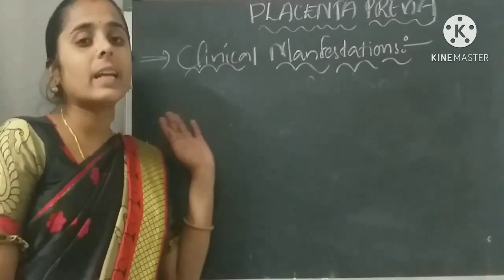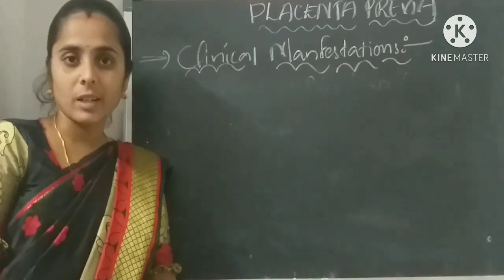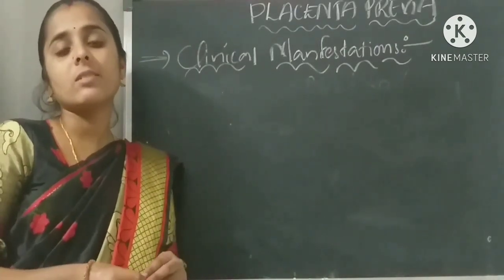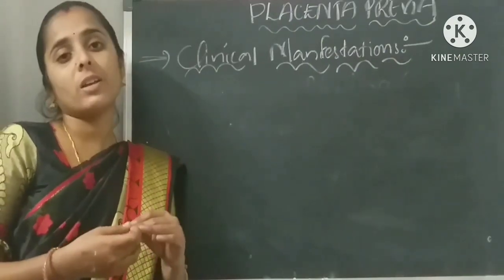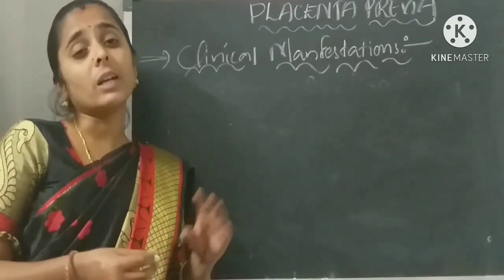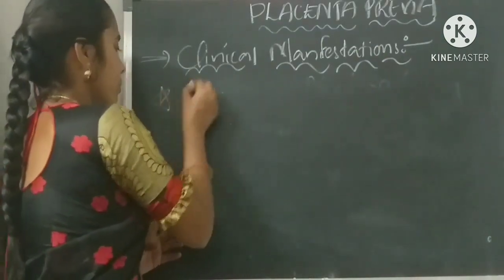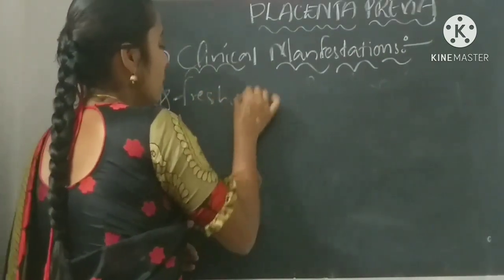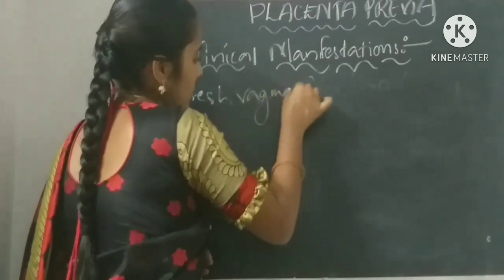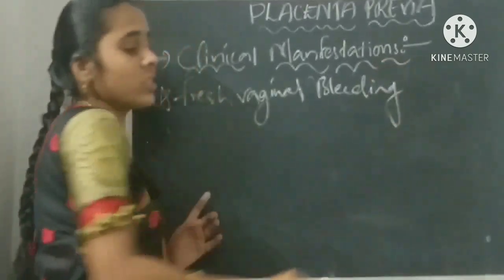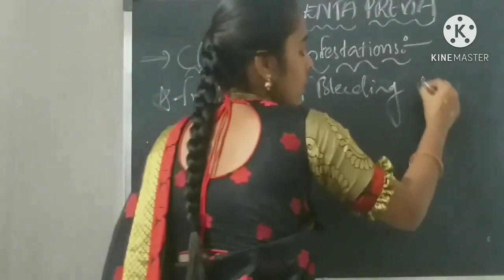Next you will see the clinical manifestations of placenta previa. The first indicating symptom of placenta previa is fresh vaginal bleeding. This is the first symptom of placenta previa, that is fresh vaginal bleeding, and this fresh vaginal bleeding is painless.